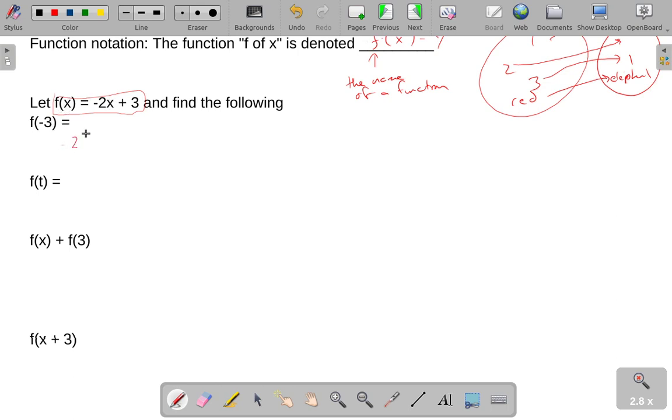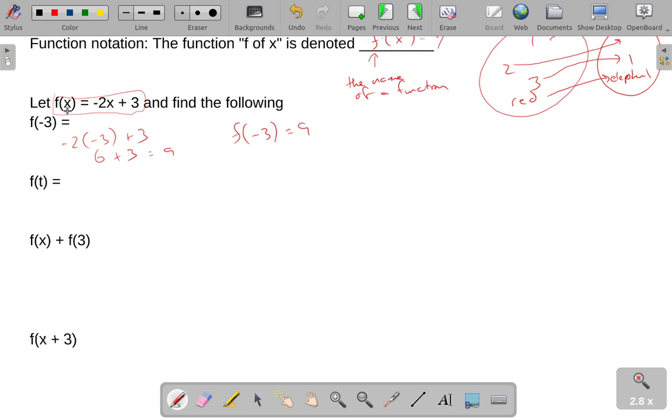We'll get negative 2 times negative 3 plus 3. And then we can just clean this up. That's 6 plus 3, which is 9. So that means f of negative 3 is equal to 9. Now you don't want to try to take this negative 3 outside of those parentheses. They can't move over those parentheses. They have to go through the function first. You have to evaluate the function is what we call it.